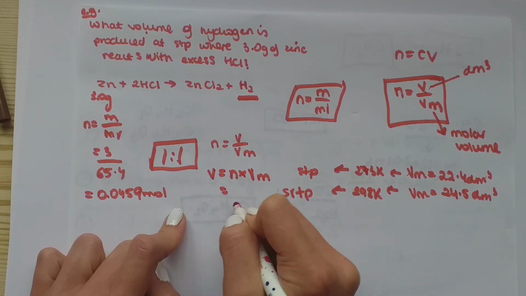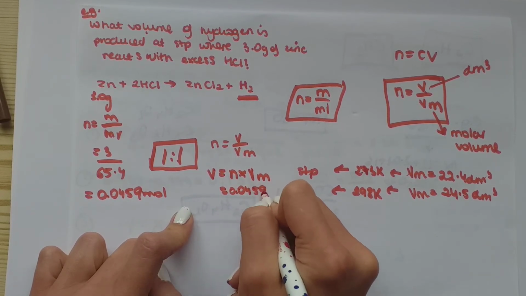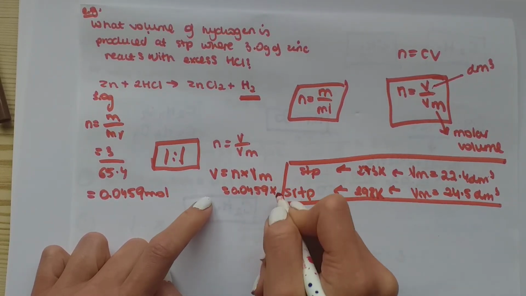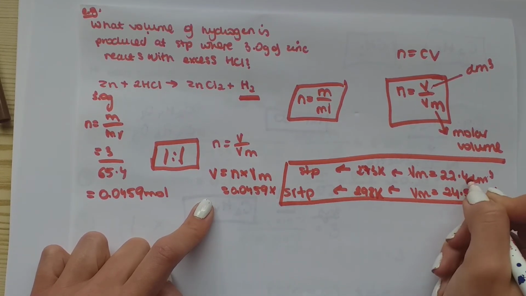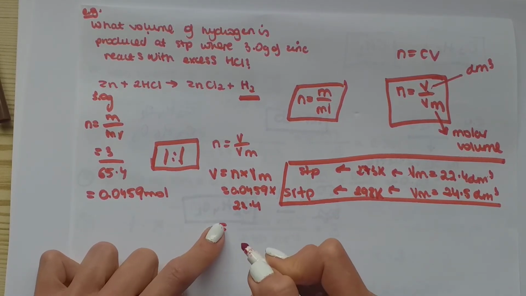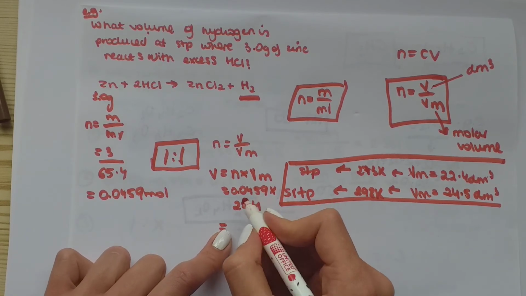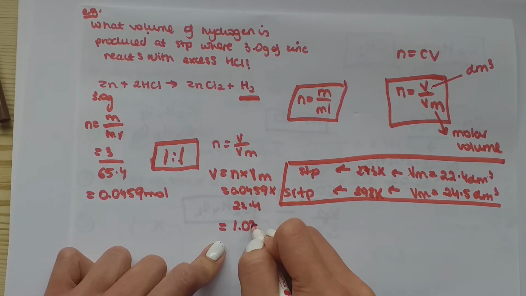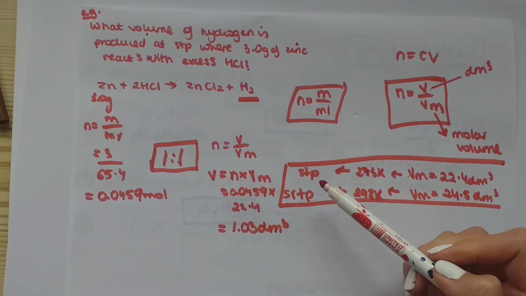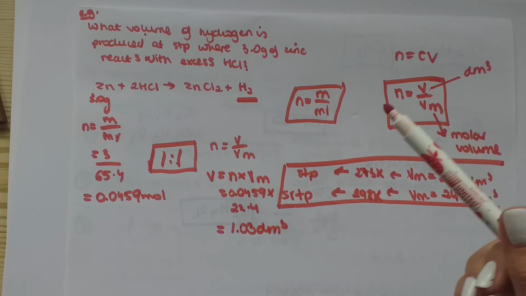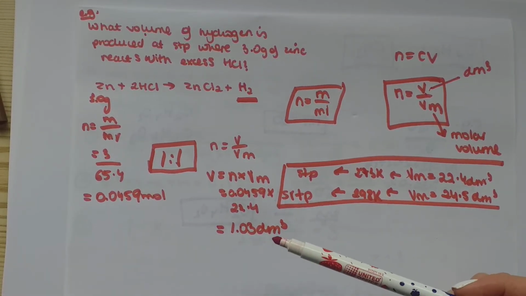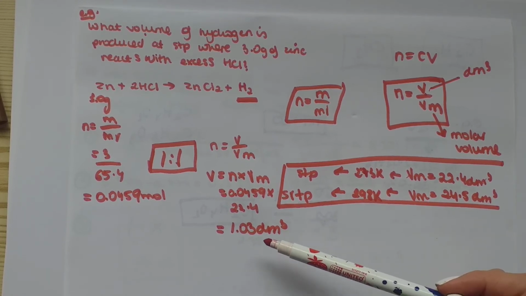Number of moles is 0.0459. Multiply it, let's make a box, by the molar volume, 22.4. It's already in decimeters cubed, so we don't have to change the units. And this is equal to 1.03 decimeters cubed. So at standard temperature and pressure, the volume of hydrogen that was created is 1.03 decimeters cubed.